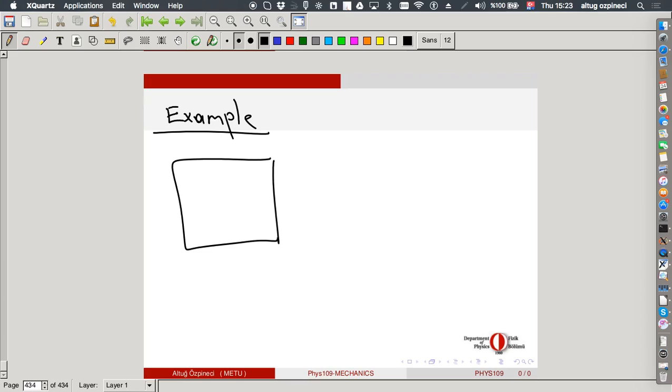Okay, let's do an example about collisions. Suppose you have an object of mass m. You put it in a cube that has the length L. It is moving with a speed v in this direction. Now what is the time between two collisions with this wall?